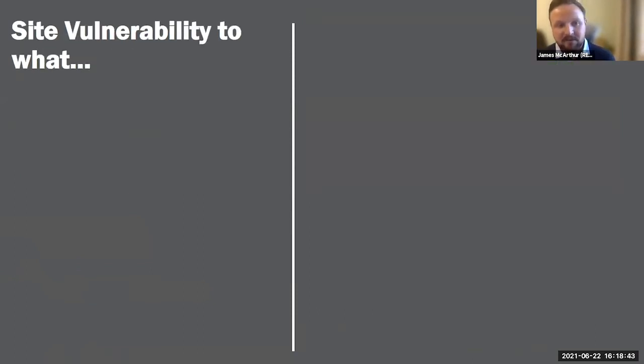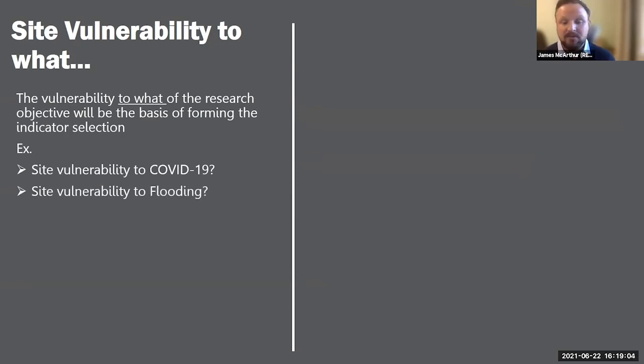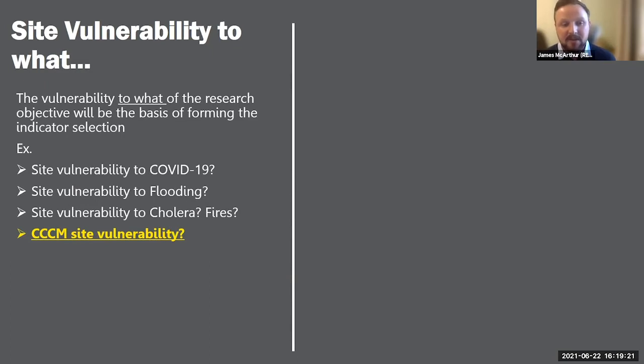And then when we talk about site vulnerability to what, this is the part of the research objective that will form the basis of the indicator selection. So we're talking about site vulnerability to COVID-19. That was a big thing in the last year. A lot of the CCCM clusters were examining site vulnerability to COVID-19, site vulnerability to flooding, very relevant in many of the CCCM responses, site vulnerability to cholera, fires, or just in general, site vulnerability from a CCCM perspective. So it's obviously important to identify the vulnerability to what, which will form the indicators, but the core components of the vulnerability don't really change.